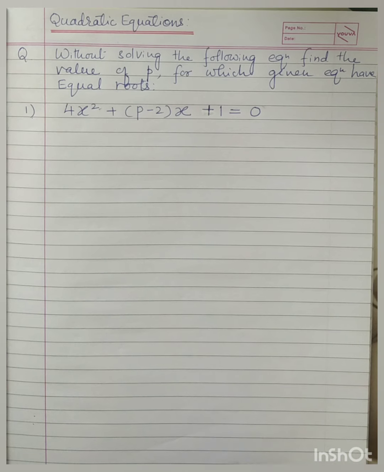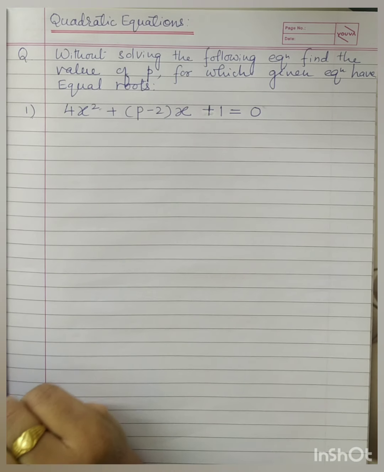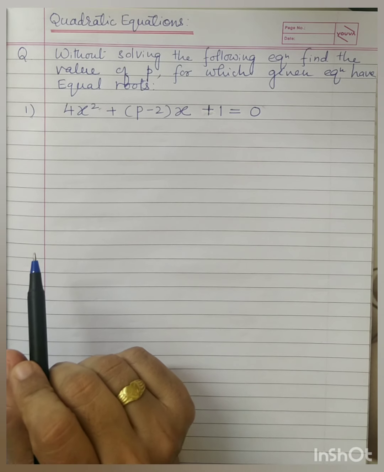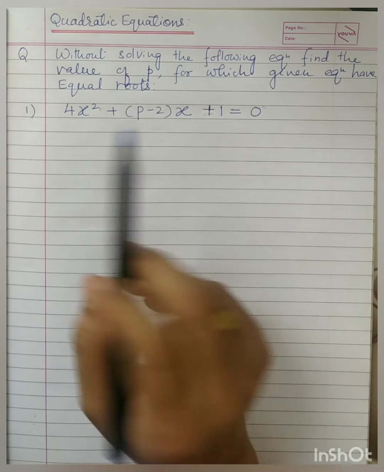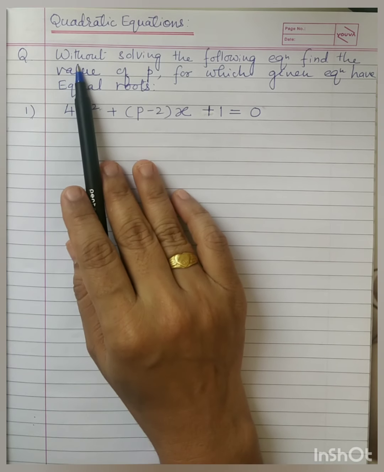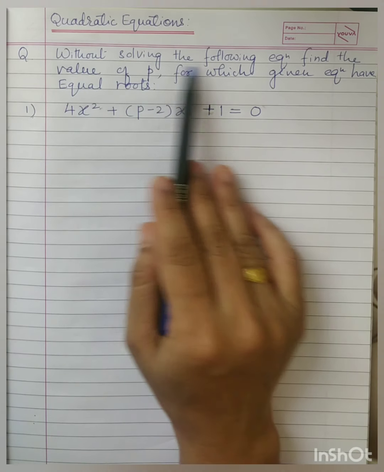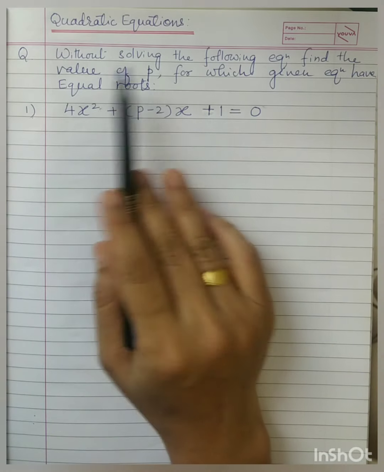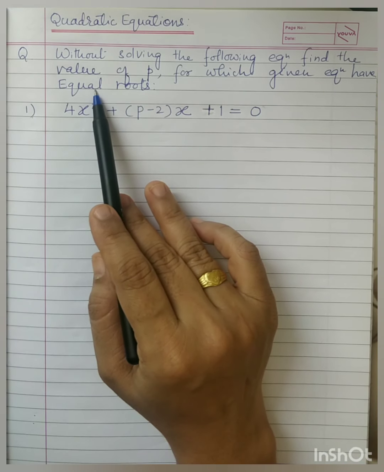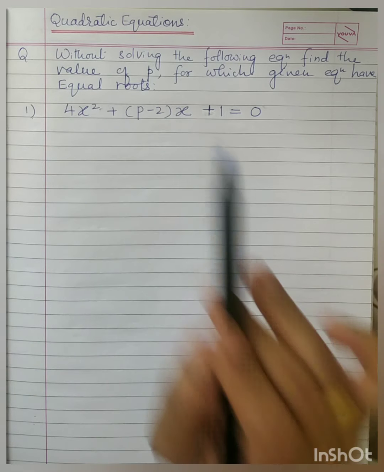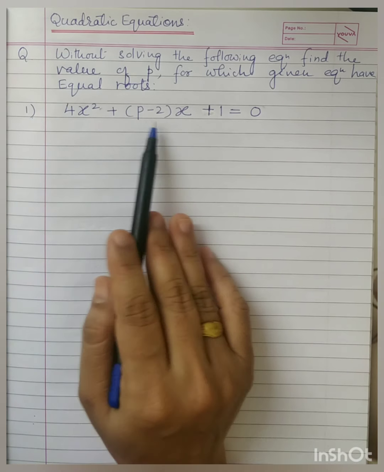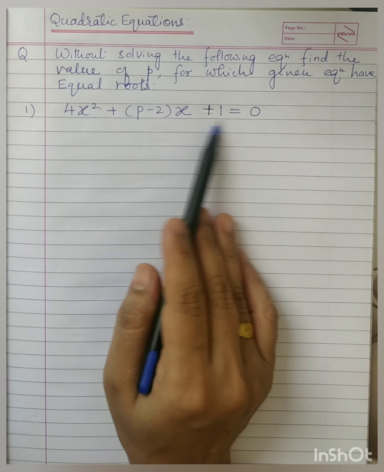Hello children. Last class we studied how to decide the nature of roots of a quadratic equation without actually solving it. Let's see the further application of this part. See this question. Without solving the following equation, find the value of p for which the given equation has equal roots. The equation given is 4x square plus (p minus 2)x plus 1 is equal to 0.